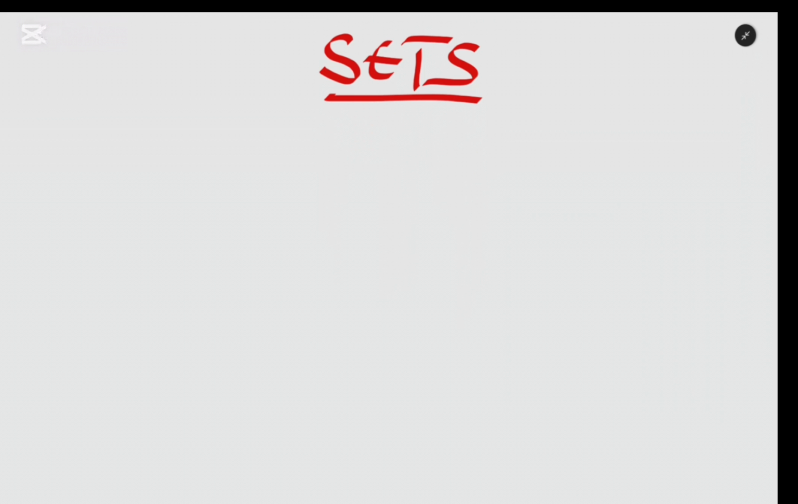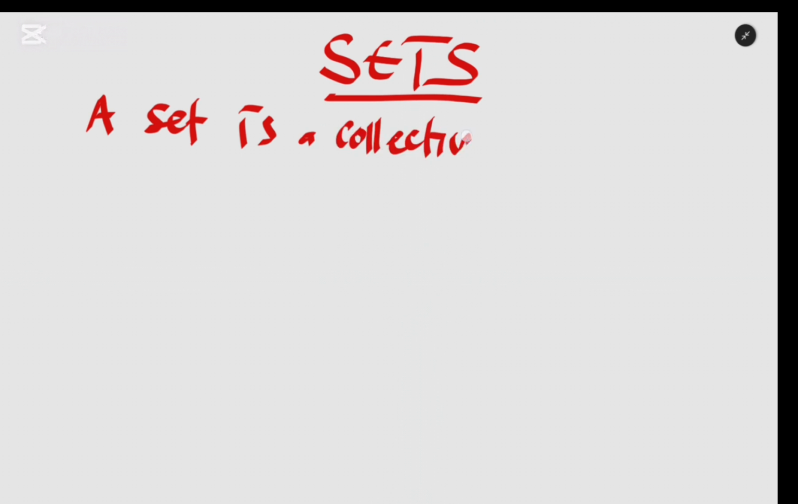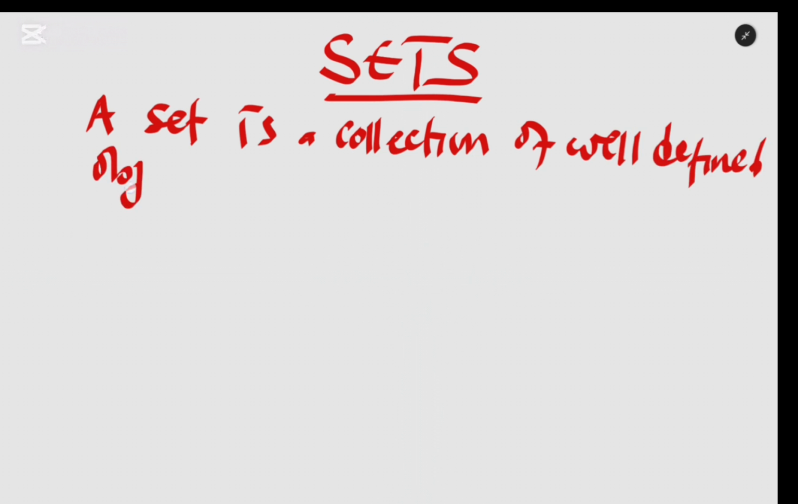Alright, so to start, we are going to define what a set is. A set is just a collection of well-defined objects. That is what we call a set.